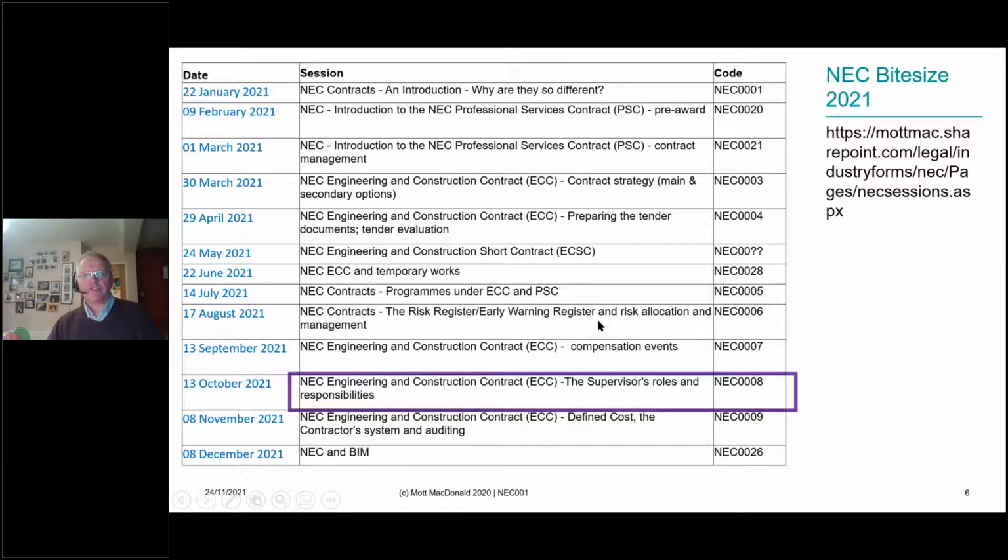Now then, in MacDonald, we have a whole series of these bite-sized sessions. We do it pretty much every month. That's roughly the program for this year. That last one, Supervisor, was the last one I did in MacDonald, and I've done it also here for APM. I've got one more on NEC and BIM coming up in a couple of weeks' time. If you're working with MacDonald, then please contact your MacDonald contact, and they'll be happy to invite you into those. We don't broadcast them to the world like this APM one, but if you are working with MacDonald, we're more than happy to let you in.